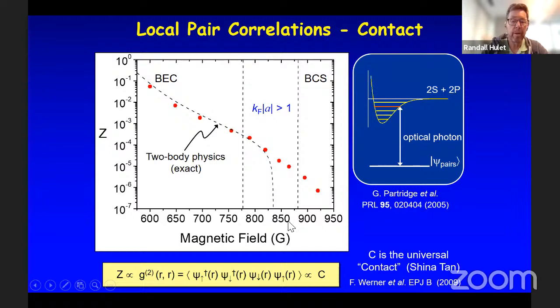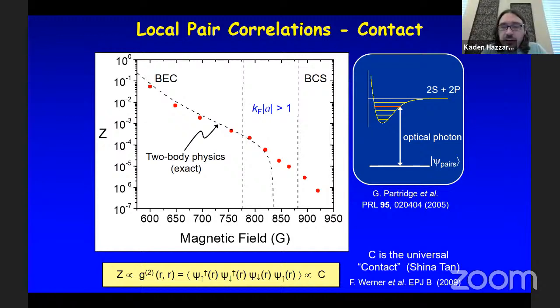And so this is a way of measuring something called the Tan contact, that was actually measured in Debbie Jin's lab here in Boulder in a variety of ways, in which she really explored the meaning and significance of this parameter. It turns out that C is a universal parameter that describes a lot of the low energy ground state physics. So Randy, there's a question in the chat.